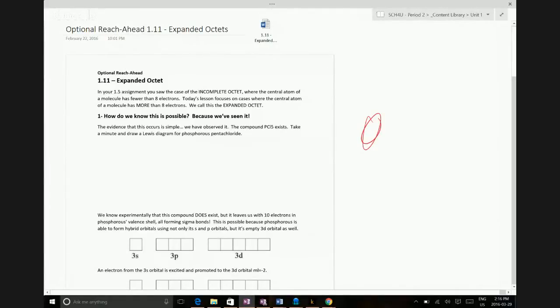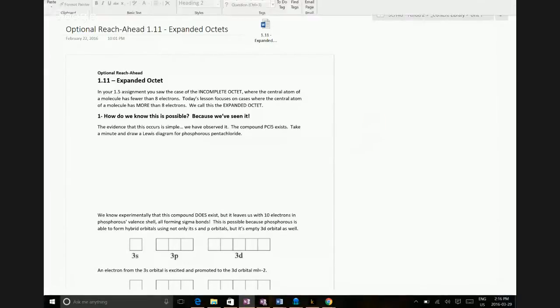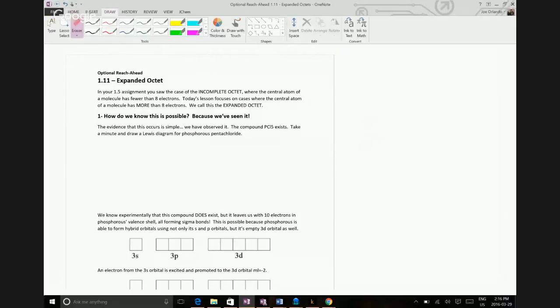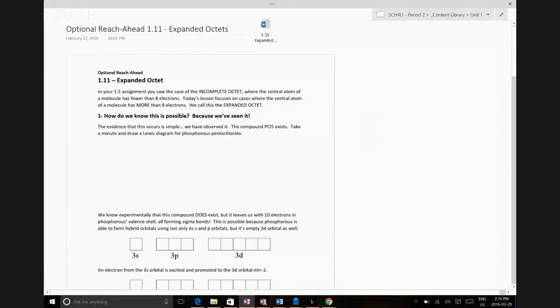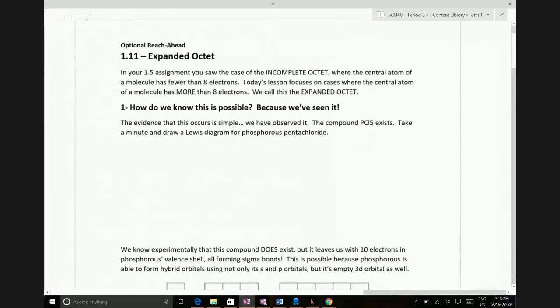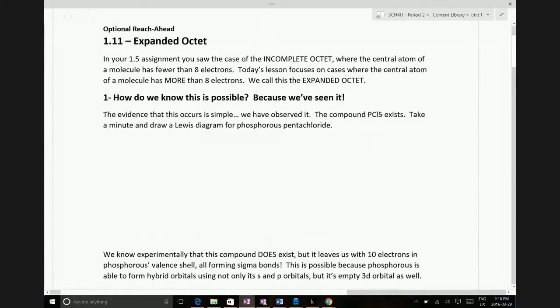Finally getting to a lesson I should have done a long time ago on the expanded octet. And no doubt you guys are all going to be really happy about this and say, geez, thanks, Mr. Orlando, finally getting this. So this was the last reach ahead from Unit 1, conveniently coming right at the end of Unit 2. And this is on the idea of the expanded octet.